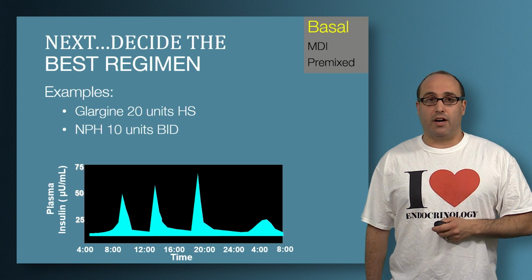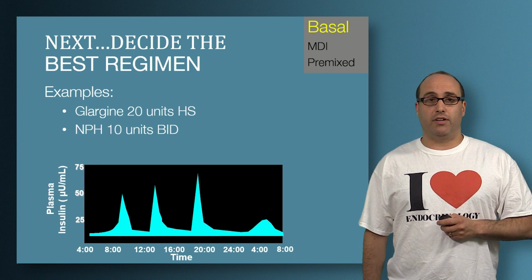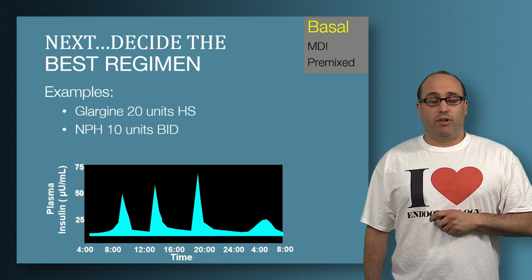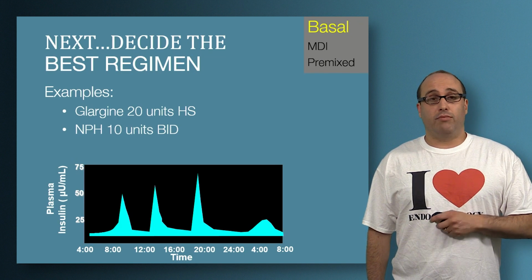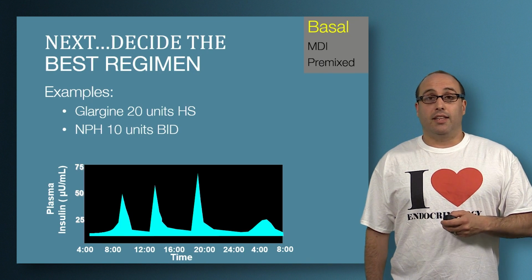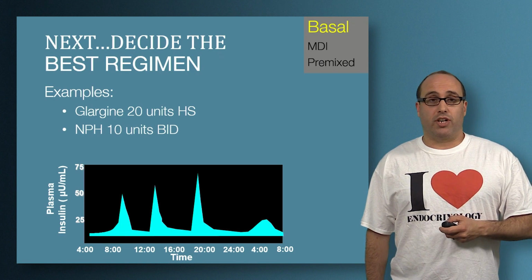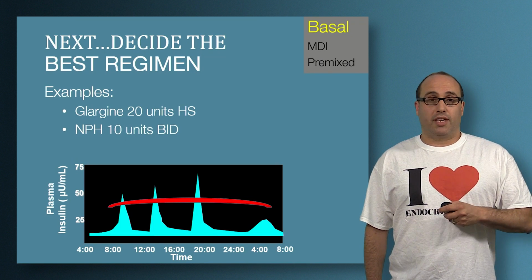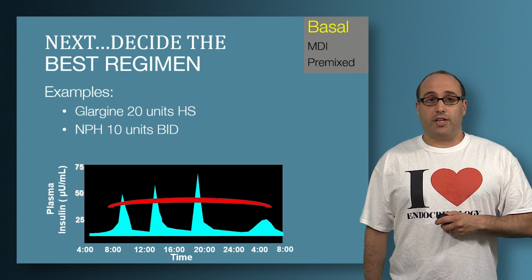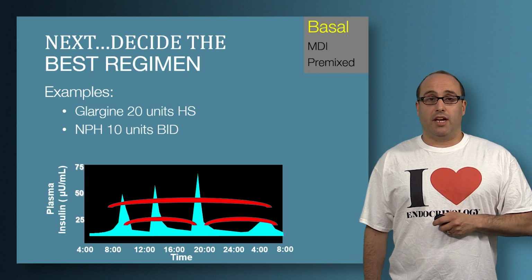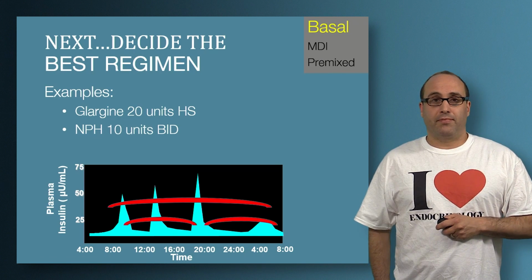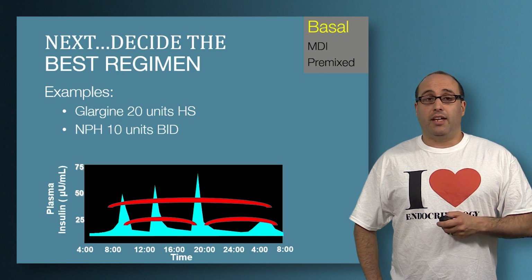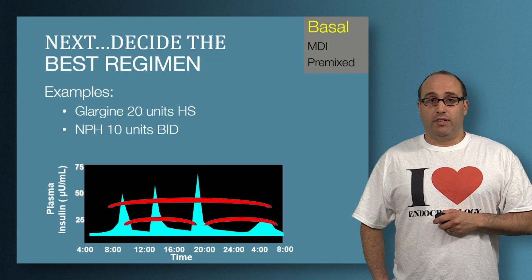The next step is to decide on the best regimen for the patient in front of you. Some patients only want to take 1 injection of insulin a day, or only need 1 injection of insulin a day, and in that case we would simply give the basal injection, such as glargine, 20 units before bed. Or in the case of NPH insulin, which is another type of basal insulin, we would give it as 10 units twice a day. This is an excellent insulin regimen, but it doesn't provide any prandial insulin for meals.